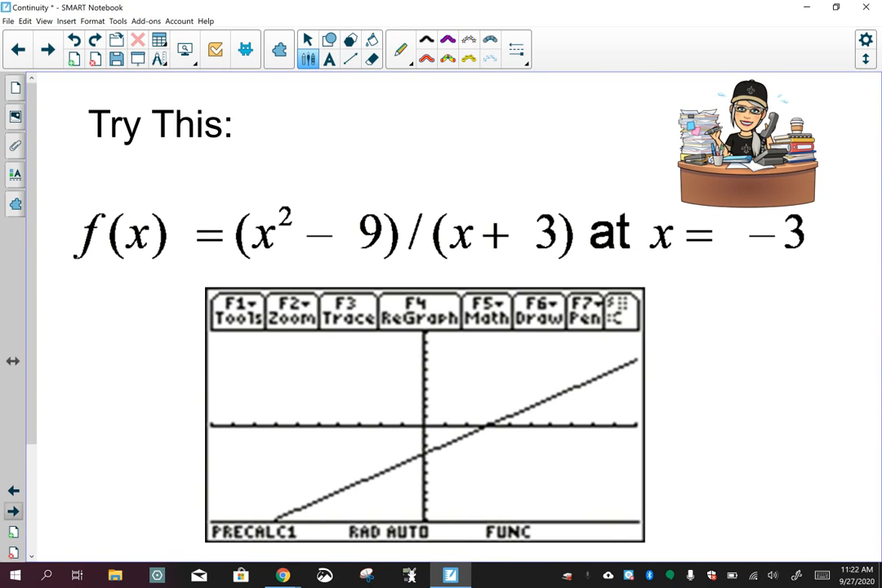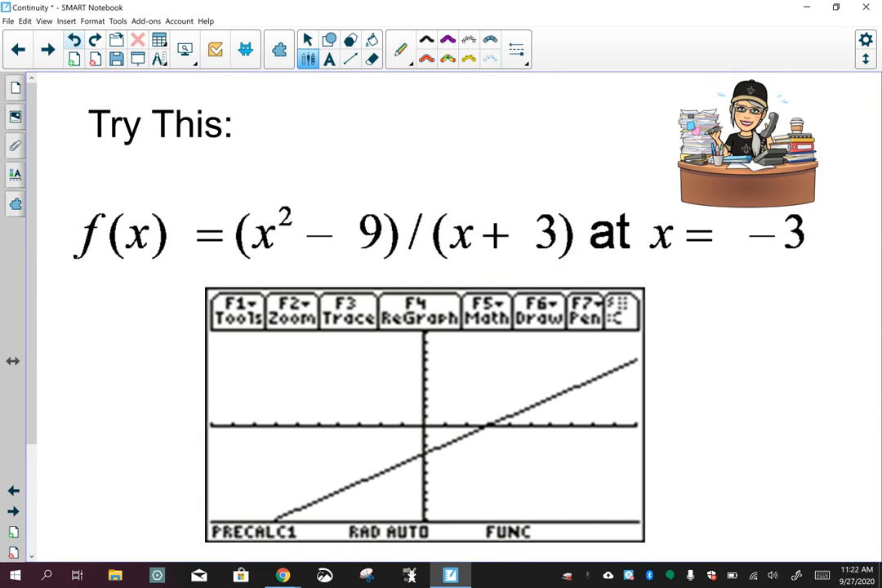Again, if I throw it into the calculator, I get something that looks like this. But you should know by now, looking at this piece right here, that this x minus 3, when you plug that in, is going to give me a 0. So something is not going to wind up happening. So try the continuity test. I'm going to give you a few moments for that.